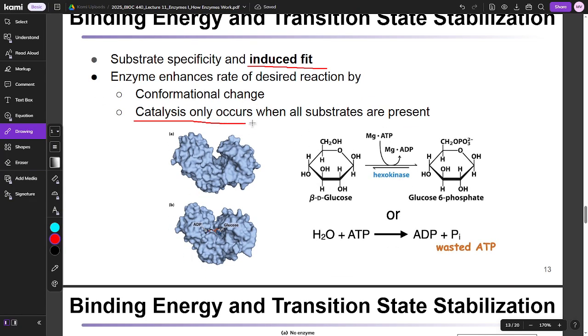This is the idea that catalysis only occurs when all substrates are present, right? So maybe the binding of the initial substrate opens a pocket for another substrate to come in. For example, hexokinase, the first step of glycolysis, has a binding pocket for glucose and also a binding pocket for ATP. It might be the case that in order to open the binding pocket for ATP, glucose needs to bind first, right?